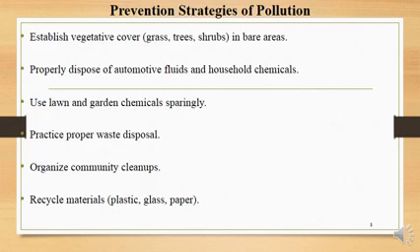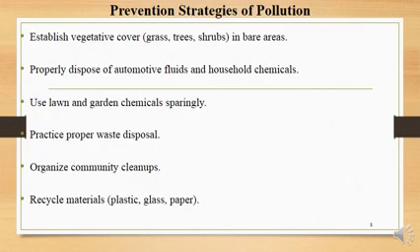We also have to properly dispose of automotive fluid and household chemicals. We have to use lawn and garden chemicals sparingly. Practice proper waste disposal. Know where to dispose your trash, your dirt. Know where to dispose of them properly. Don't just throw them in the water bodies. Organize community cleanup. I remember they were doing environmental sanitation. So organize environmental community cleanup to ensure the environment is clean and safe for everyone, and recycle materials such as plastic, glass and paper.